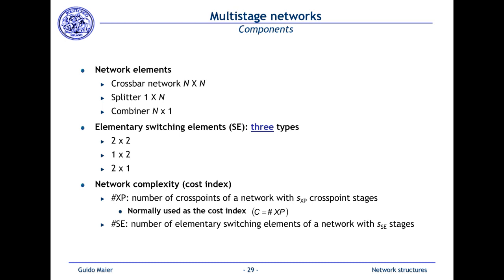Then we have two other components or elements called the splitter and combiner. Actually, the splitter and the combiner are two special cases of an n by m network. So you can represent them as a block, as the n by n. Here we have n and m. But in the case of the splitter, n is equal to 1, and in the case of the combiner, m is equal to 1.